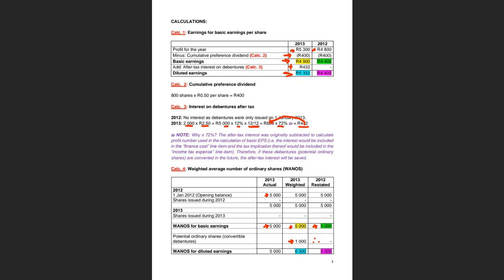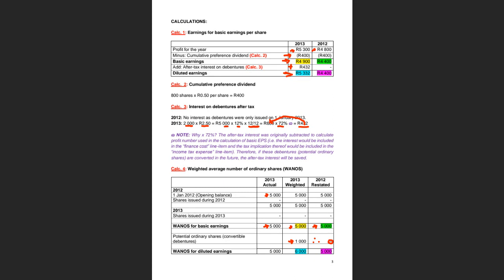So if you have a look at the prior year where the dots are appearing, you're going to see a big 0 there. And that is because they were only issued on 1st January 2013. So they were issued after the 2012 financial year. So they weren't in existence in the 2012 financial year.